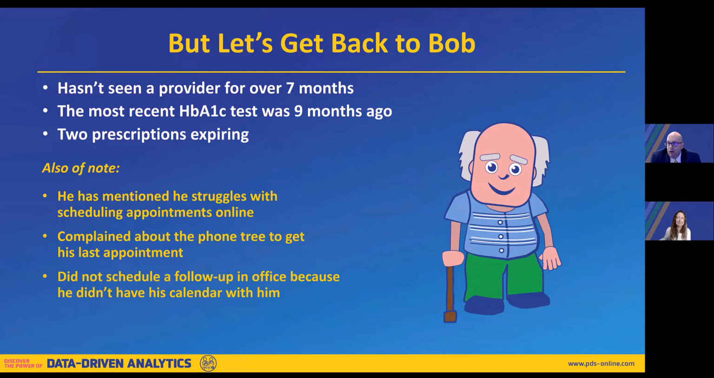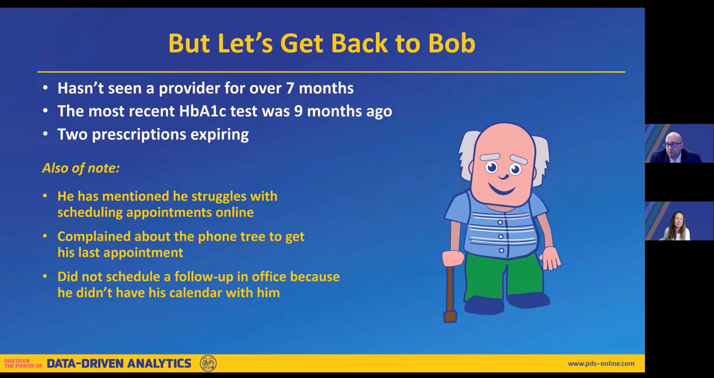So we talk about Bob. We know his conditions. We know his risk score, but we don't necessarily know right away. Bob hasn't been in for over 7 months. Bob's diabetic and Bob has congestive heart failure. He should be in every 3 to 4 months. Bob hasn't had an A1C test for his diabetes in over 9 months. Bob has a couple of prescriptions expiring. This might require us to bring in another data set to look at in order to help treat Bob better.